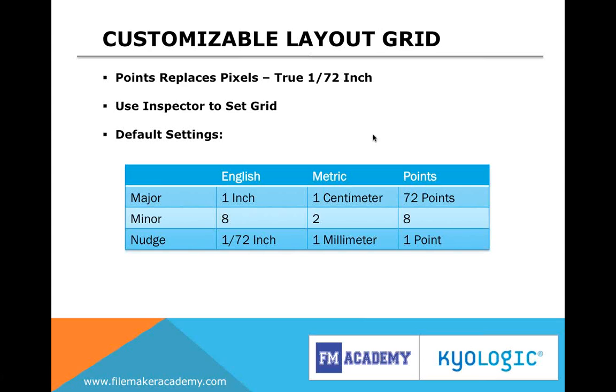One of the questions that will come up is where can you set these things, and in addition to a view menu, which I'll show you, you can also use the inspector to set your grid size. When you first set up FileMaker, the default size comes in 3 choices, just as they do now: English, metric, and points, what used to be called pixels. And you now have settings for major, minor, and nudge factor, and all of these can be customized.